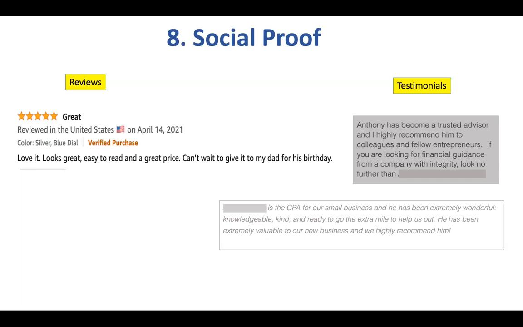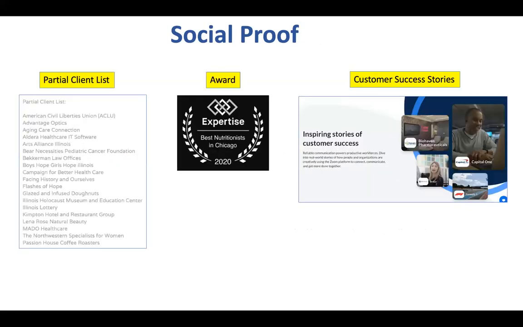Now, if you don't already have social proof on your website, I would encourage you to rush right out and get some because it's really that good and people are starting to expect it actually. But you don't have to depend just on reviews and testimonials. You can also use things like partial client lists, any awards or commendations that you might have gotten, customer success stories, which are longer testimonials. All these are examples of social proof that can be very useful to you.